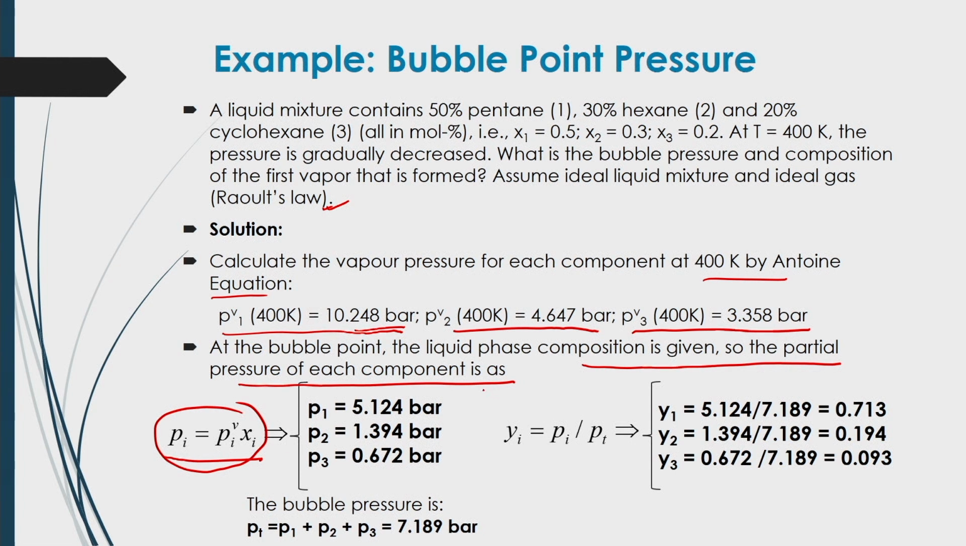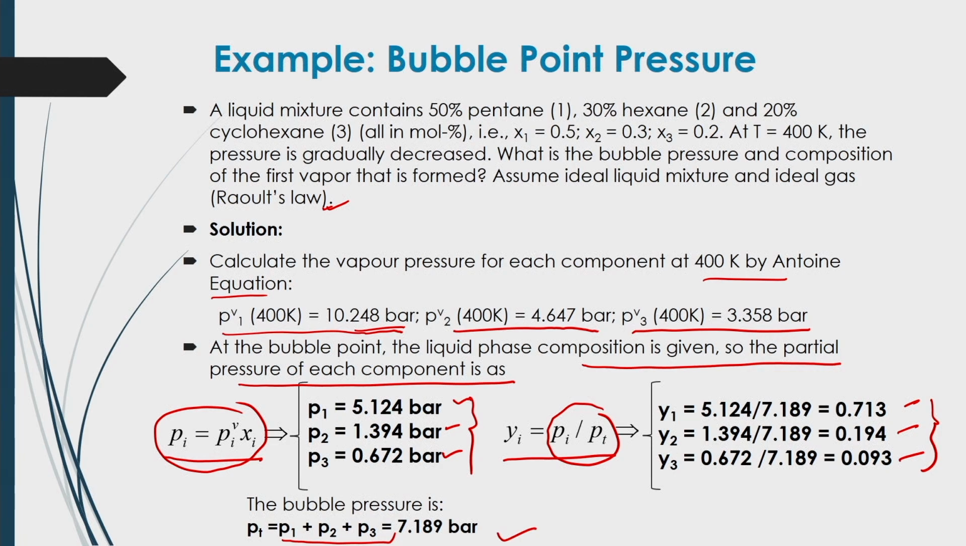You know the vapor pressure of each component by Antoine's equation, then you can get the partial pressure of each component, P1, P2, P3 respectively. From which you can easily calculate the mole fraction in the vapor based on this partial pressure. Then you can get the mole fraction of each component as Y1, Y2, Y3, shown in the slide. So, the bubble pressure, that is the total pressure, will be equal to the summation of all partial pressures of components 1, 2 and 3. It will be coming as 7.189. So, it will be called the bubble pressure.